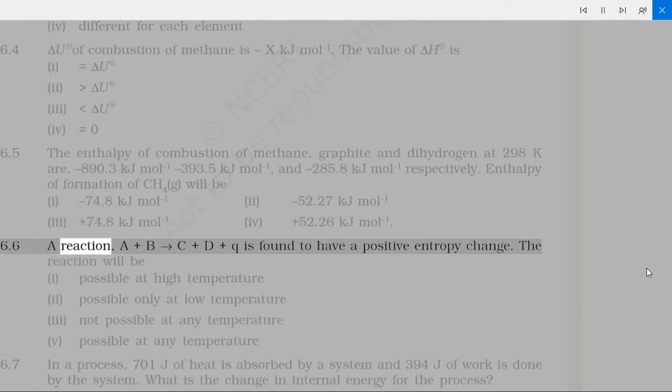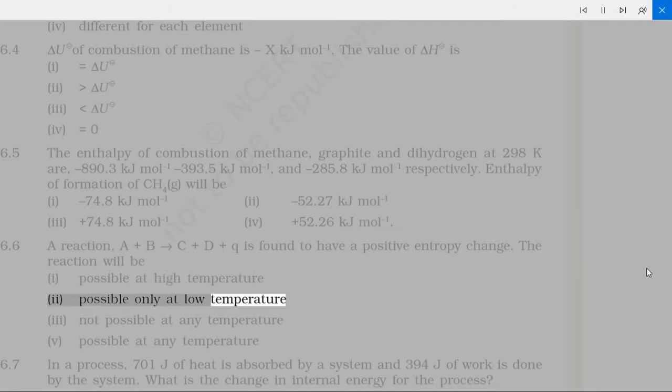6.6 A reaction A + B → C + D + q is found to have a positive entropy change. The reaction will be: (1) possible at high temperature, (2) possible only at low temperature, (3) not possible at any temperature, (4) possible at any temperature.